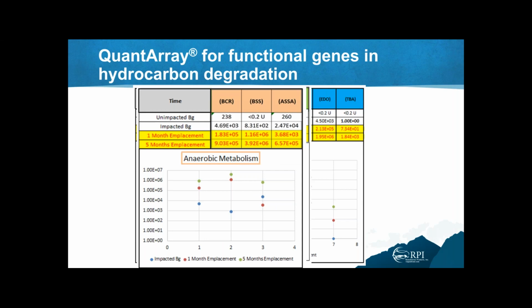And then here is the anaerobic metabolism. And anaerobic metabolism, of course, is what is associated most with activated carbon injection. But at this point, we're only at 5 months post-emplacement, right? And so you would expect over time to see these increase even more so than they are. But you start with very little in your unimpacted and impacted, and you increase 100-fold.